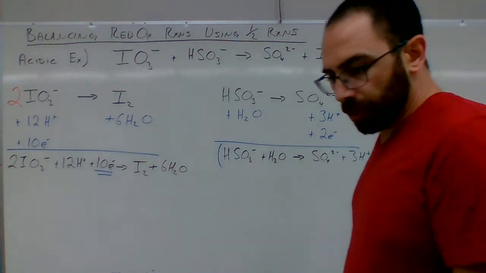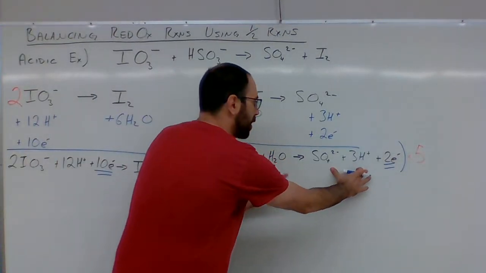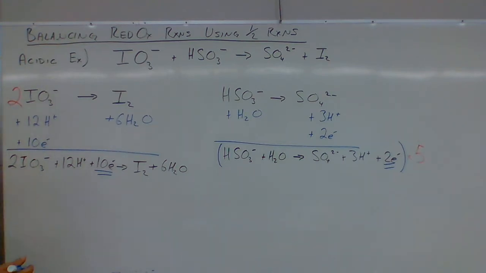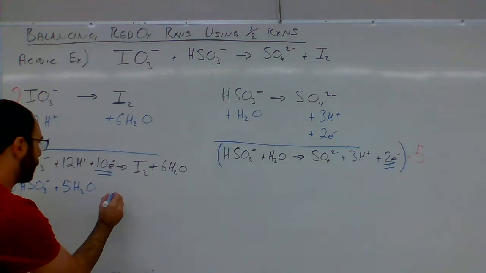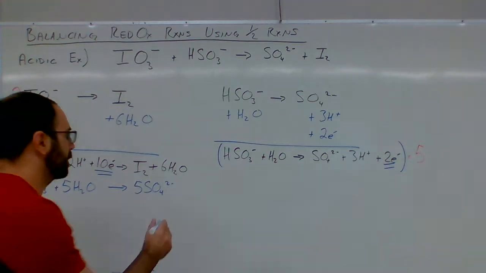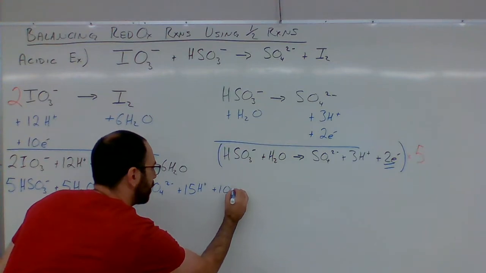When we write this one out, we can add these all up. I'm going to take this equation here, multiply it by the 5, and add it to this equation here. So I have then 5 HSO3 minus plus 5 H2O gives me 5 SO4 2 minus plus 15 hydrogens plus 10 electrons.